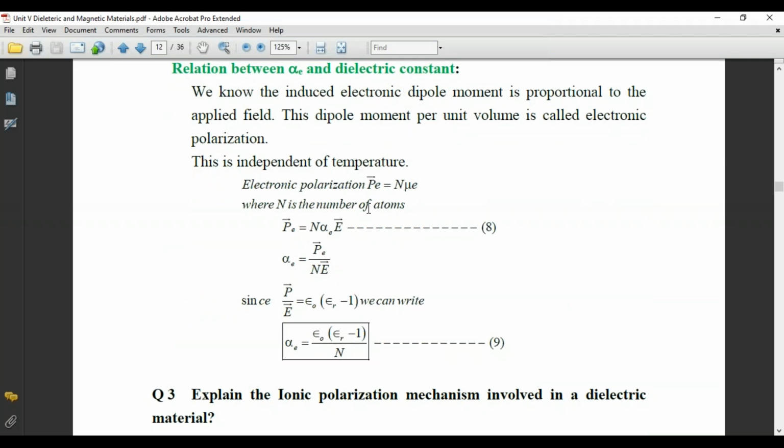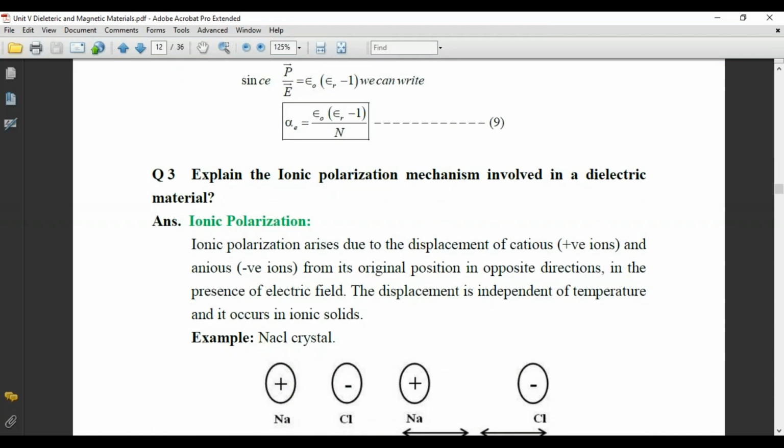So this is independent of temperature. That's why electronic polarization P equals N mu E, so polarization equals N alpha E. If you can find out alpha, you can find out P by N E. So P equals epsilon naught into epsilon r minus 1, and you can write alpha equal to epsilon naught into (epsilon r minus 1) by N. This is the relation between the dielectric constant and electronic polarizability. This is how we derive the electronic polarizability in the case of dielectric materials.